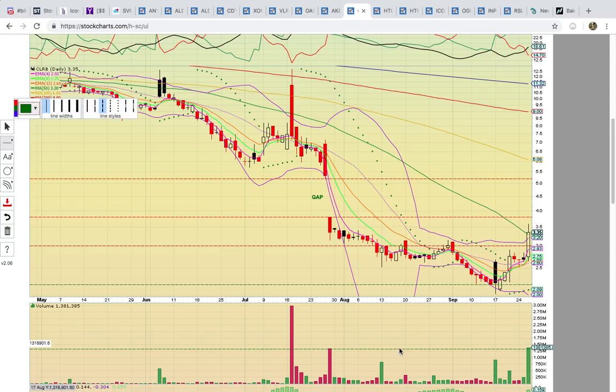You've got the big volume spike. That's the best green volume bar in months. And there was a close today above that 50-day simple moving average. We always like that. That many times is a signal that the stock wants to head higher. Now it has to stay above that level.